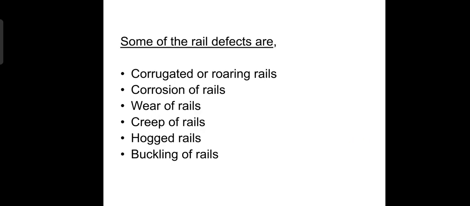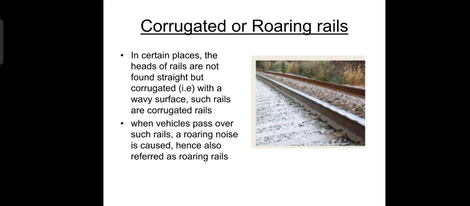Some of the rail defects are corrugated or roaring rails, corrosion of rails, wear of rails, creep of rails, hogged rails, buckling of rails. Corrugated or roaring rails: in certain places, the heads of the rails are not found straight but corrugated with a wavy surface. Such rails are corrugated rails. When the vehicle passes over such rails, a roaring noise is caused, hence also referred to as roaring rails. In the picture you can see the corrugated rails.